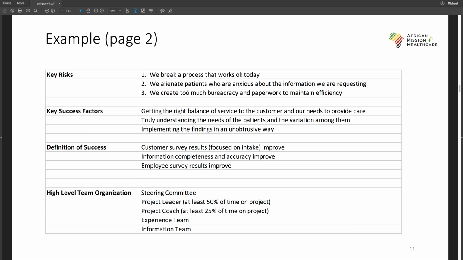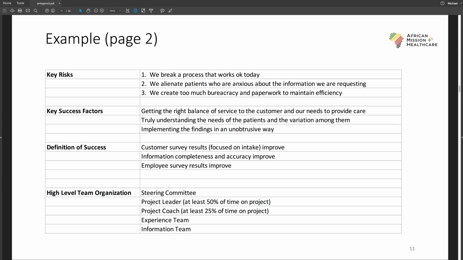We also could create too much bureaucracy and paperwork to maintain efficiency. Oftentimes, the focus on an individual sub-process like patient intake ends up over-engineering the machine. And while we may start with an under-engineered patient intake process, we don't want to create the opposite and have something that's bureaucratic and wasteful.